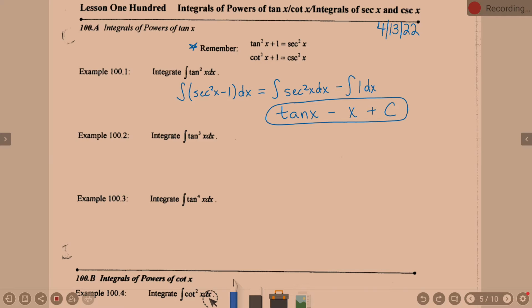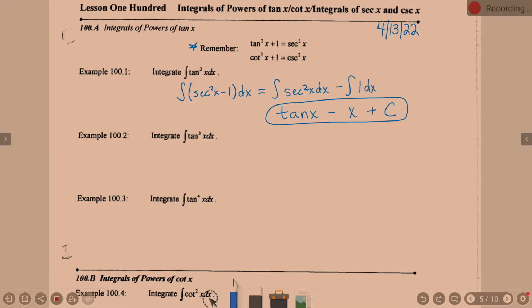Again, do you see what I mean? It's using information you already know, right? You had to tie in a Pythagorean identity. You had to tie in just the fact that you should know the integral of secant squared x. Okay, so when it's just a tangent squared, use the Pythagorean identity to replace it.